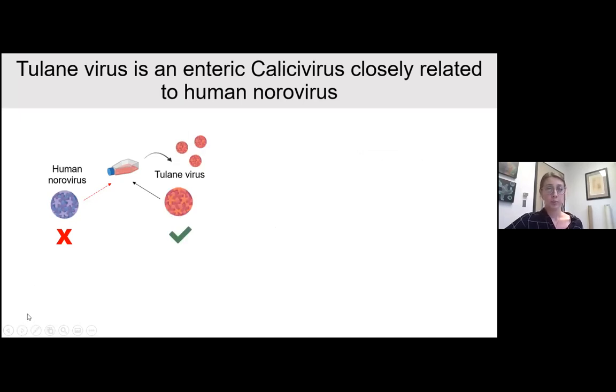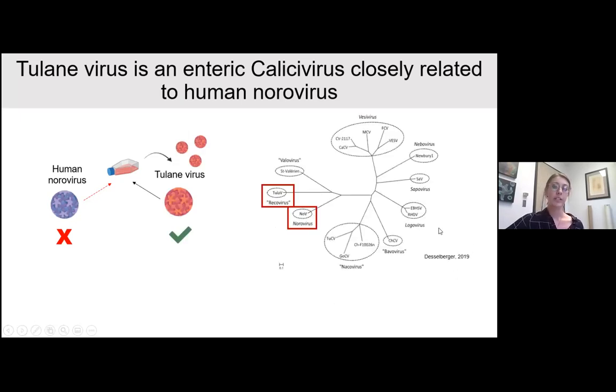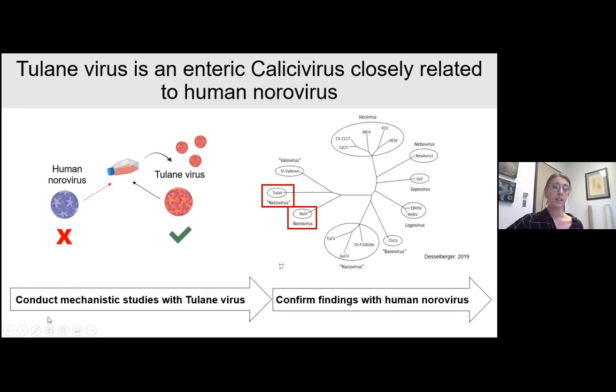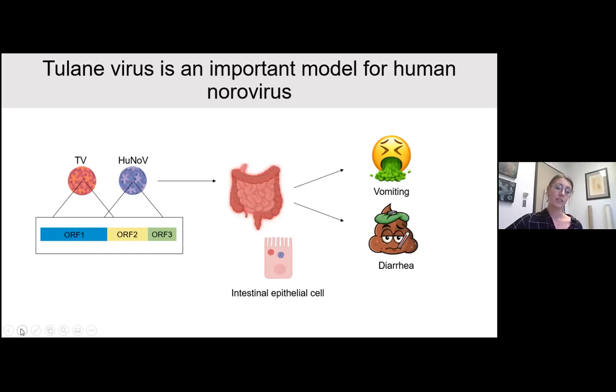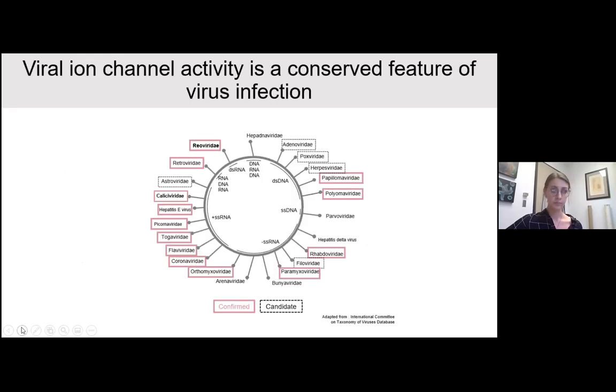And so to address this problem, our lab uses Tulane virus, which is a very closely related rhesus enteric calicivirus. And Tulane virus is such a useful surrogate because it allows us to conduct mechanistic studies, which we can then ultimately confirm in the context of human norovirus infection. And Tulane virus is such a useful starting point because it shares many similarities with human norovirus, including its genome organization, its tropism for intestinal epithelial cells, and its acute diarrheal disease course.